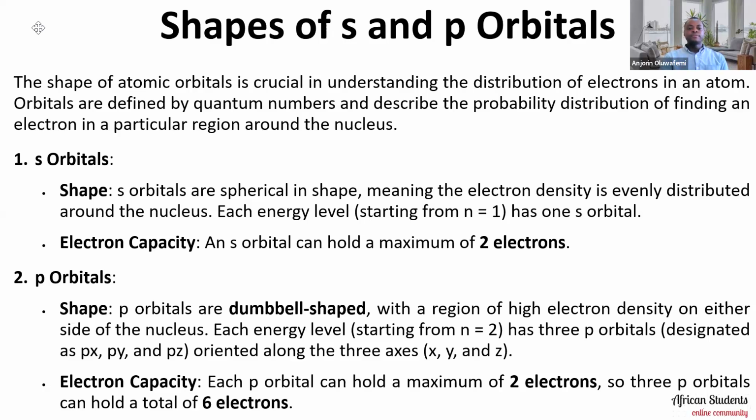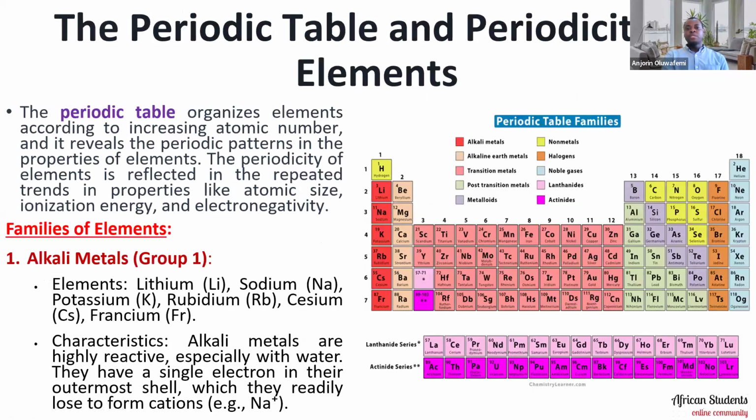Okay, all right. So now let's move along and talk about the periodic table and periodicity of elements. The periodic table organizes elements according to increasing atomic number, and it reveals the periodic pattern in the properties of elements. Now, the periodicity of elements is reflected in the repeated trends in properties like atomic size and ionization energy.